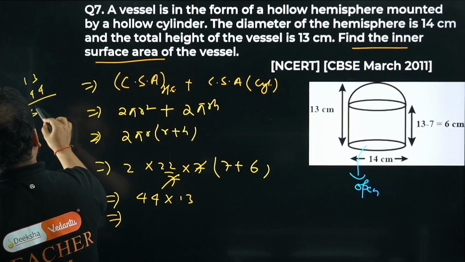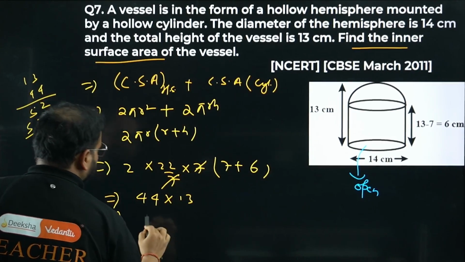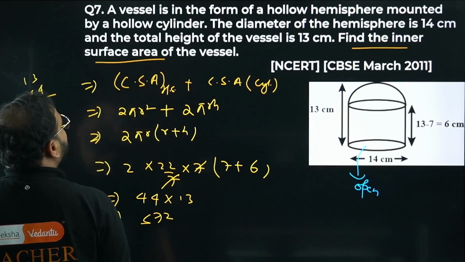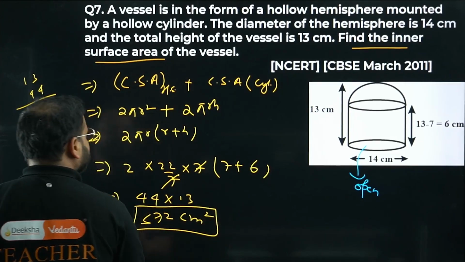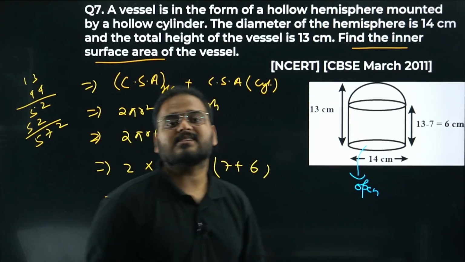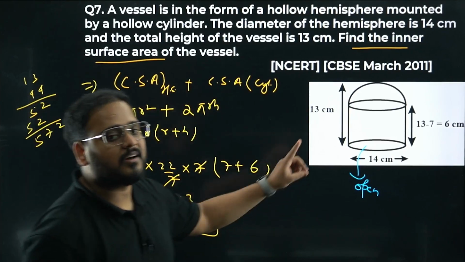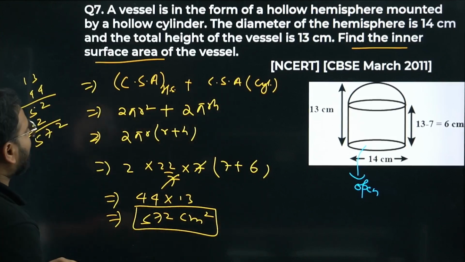So 52 and 52. What am I getting? 2, 7 and 5. What is my answer? 572 is the area, right? So centimeter square is my inner surface area for the part where hollow hemisphere and hollow cylinder are attached, like this given in the figure. Please check this out. Answer is 572 centimeters square. I hope this is clear.